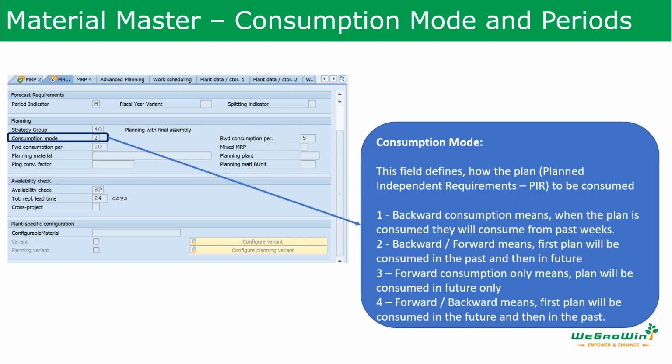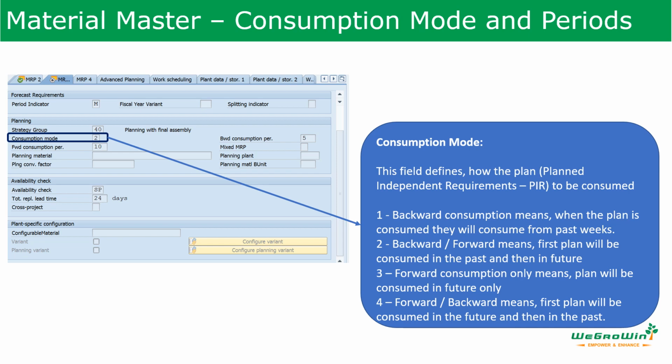So the consumption mode defines how the PIR has to be consumed. I mean, in what direction it has to be consumed. If you maintain the parameter 1, then the PIR will be consumed in the backward direction. If 2, it will consume in backward and then in forward direction. I mean, it will act in both directions, but first it will consume backward and then go forward. If you maintain 3, it will be consumed in forward consumption. If it is 4, first it will consume in the forward direction, then backward.